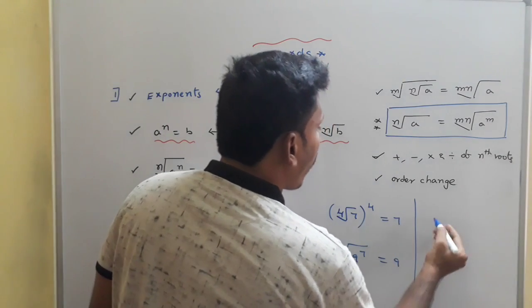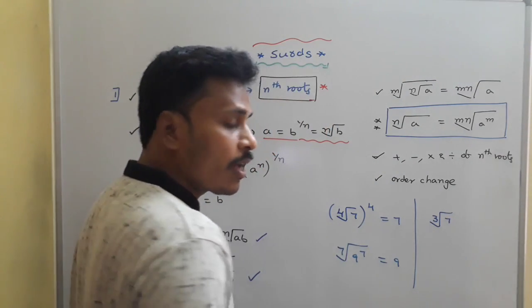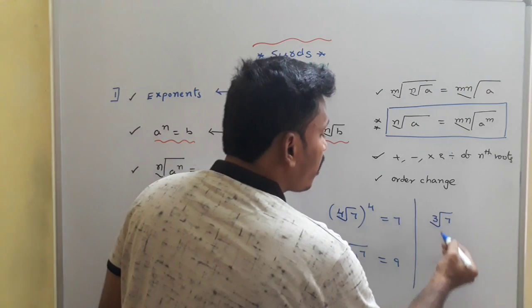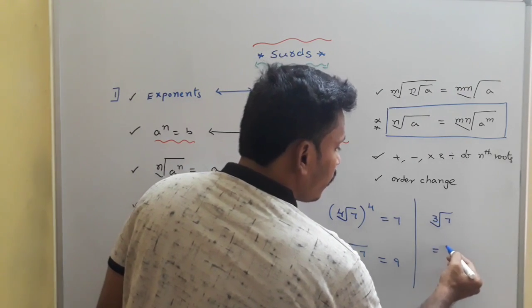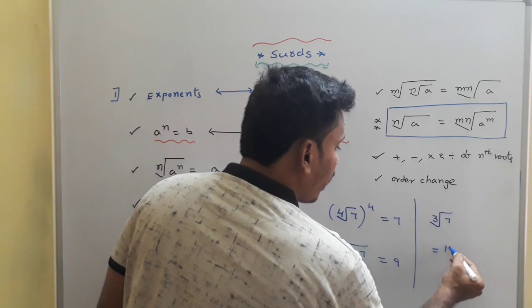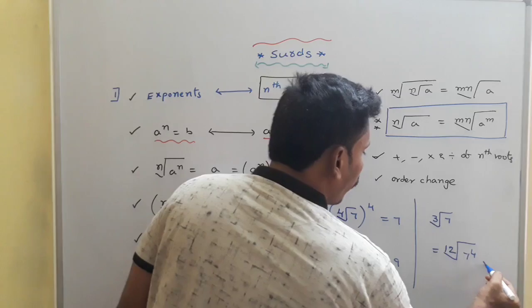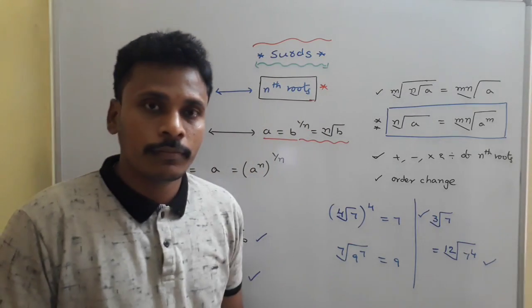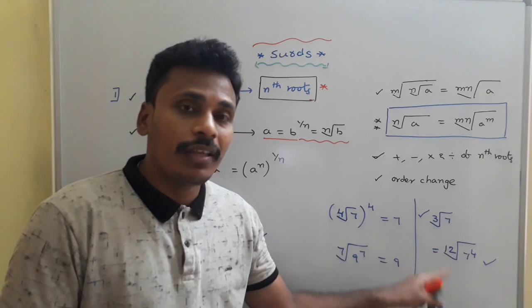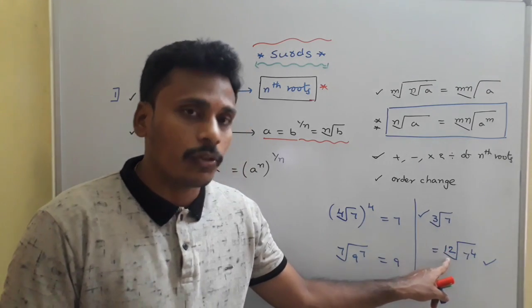For suppose if I have cube root of 7, there is a chance to change this order, okay. See, cube root of 7, I will just multiply this 3 with 4 for suppose, then it become like a 12th root of 7 power 4. See, 12th root of 7 power 4 is equals to cube root of 7, both are equal. The values of these two are equal, but this is of third root and this is of 12th root, okay.